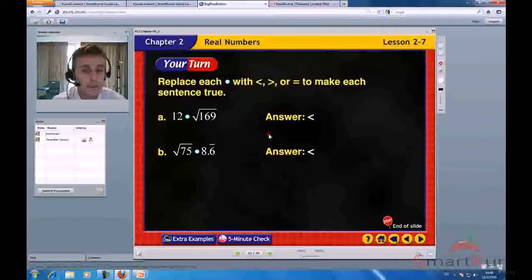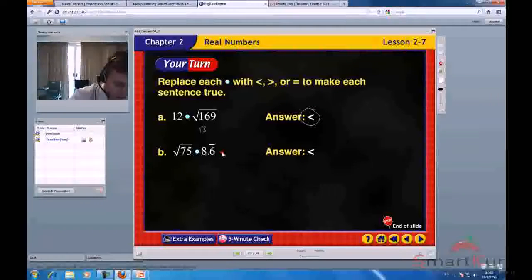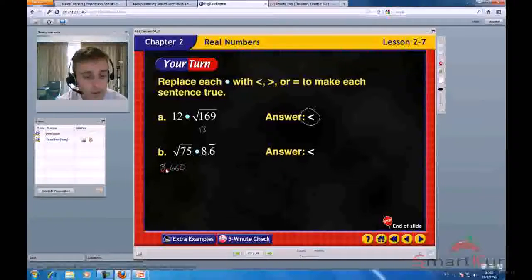Replace the dot with a less than, greater than, or equal to. 12 and root 169. Root 169 is 13. 12 is less than 13. Root 75 and 8.6 repeating. Root 75 is 8.660. 8.6 with that line over it means that it continues as a 6. So we know that 8.660 is less than 8.6666. Less than.